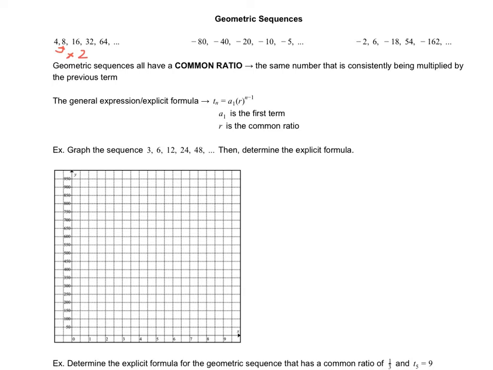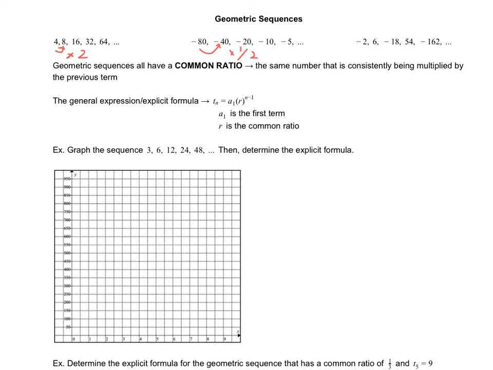Now let's go to the next one. All my numbers are negative, that's not a big deal. And I see I have negative 80, negative 40, negative 20, negative 10, negative 5, and again, definitely not a common difference because I add 40, then I add 20, then I add 10, so that's no good. But instead, I see that the numbers are being cut in half each time, which means my common ratio would be a half. Negative 80 times a half is negative 40. Negative 40 times a half is negative 20. Negative 20 times a half is negative 10.